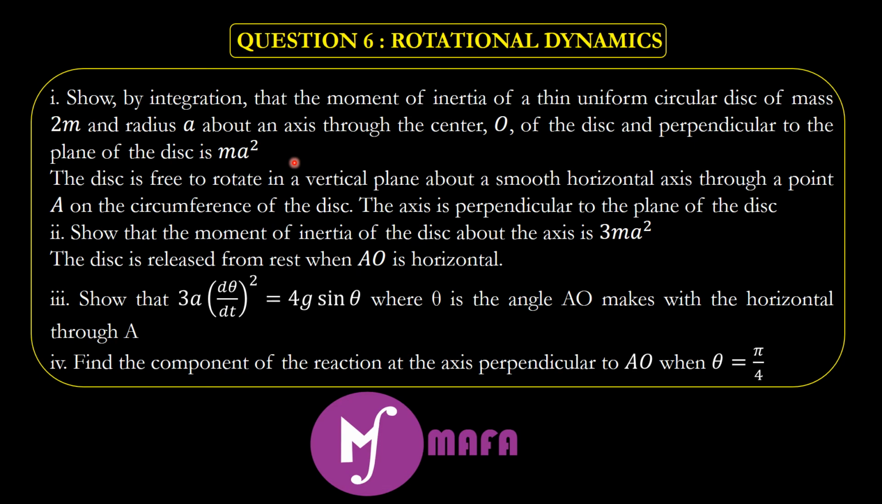Roman 2. Show that the moment of inertia of the disc about that axis is 3ma squared. The disc is released from rest when AO is horizontal. Show that 3a (dθ/dt) all squared is equal to 4g sin θ, where θ is the angle that AO makes with the horizontal through A. Find the components of the reaction at the axis perpendicular to AO when θ is equal to π/4.